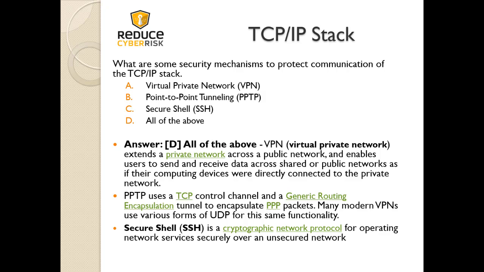Secure Shell is a cryptographic network protocol for operating network services securely over an unsecured network, and it allows you to encapsulate the communication channel. So again, D, all of the above. VPNs, PPTP, and SSH are all security mechanisms to protect communication of the TCP/IP stack.